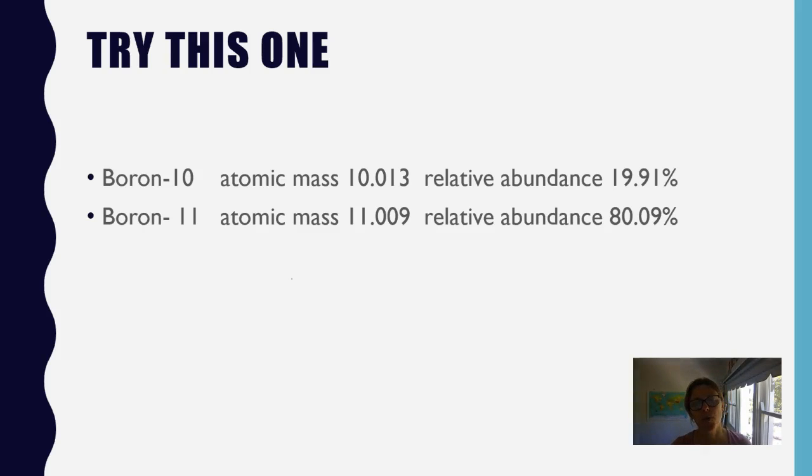So we have boron-10, which has a mass of 10.013 with a relative abundance of 19.91%, and boron-11, which has an atomic mass of 11.009, a relative abundance of 80.09. So what are we going to do here? You can stop the video and have a go yourself, and we can come back in a minute and work out if you are on the right track.